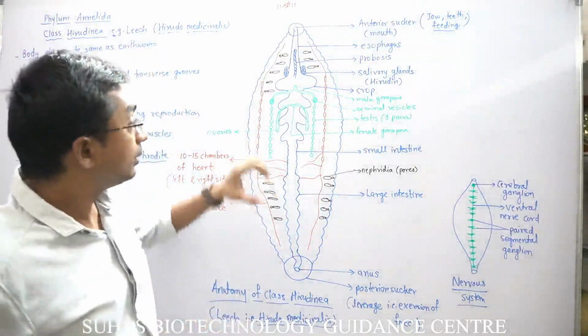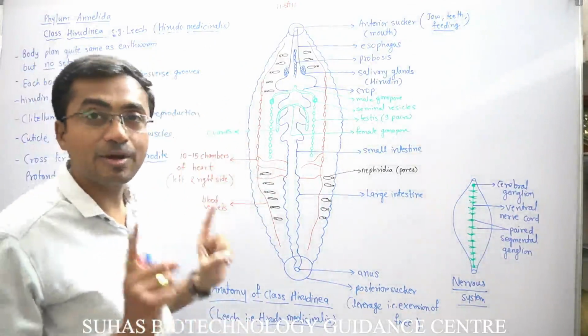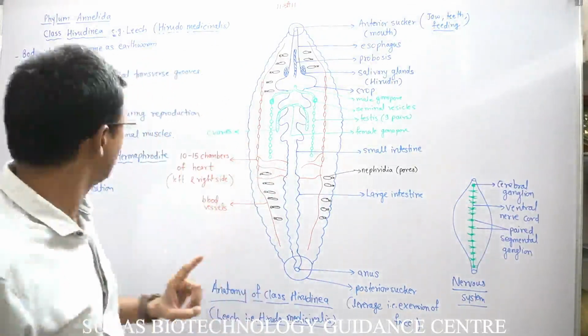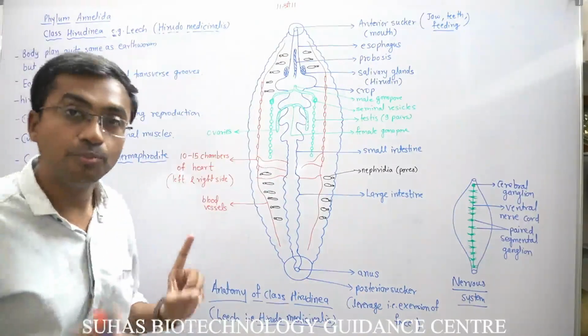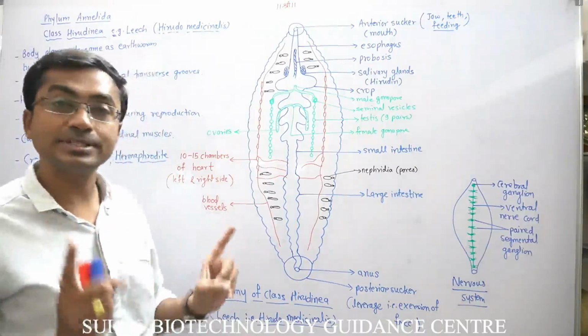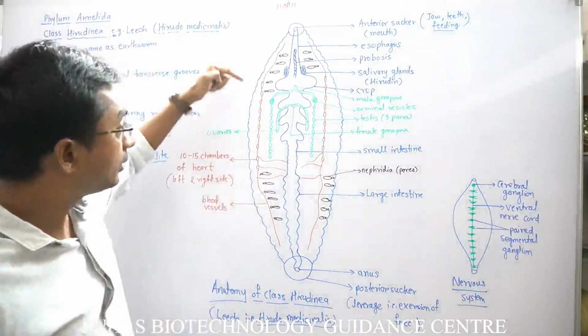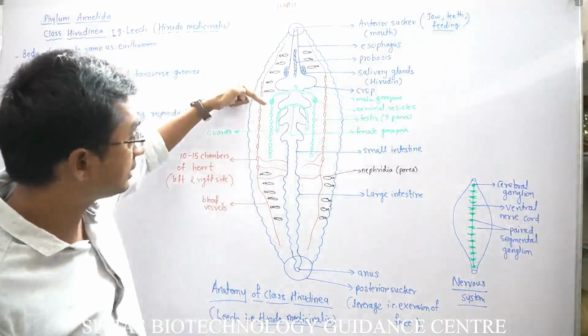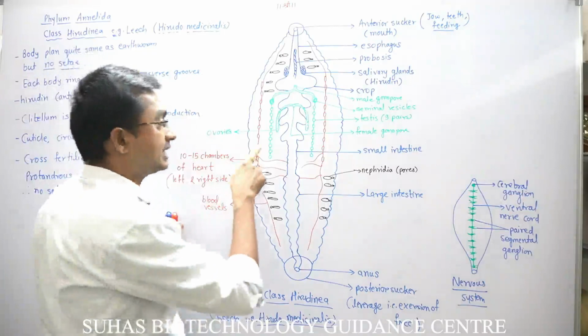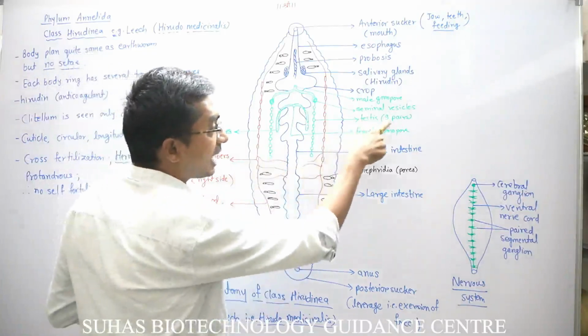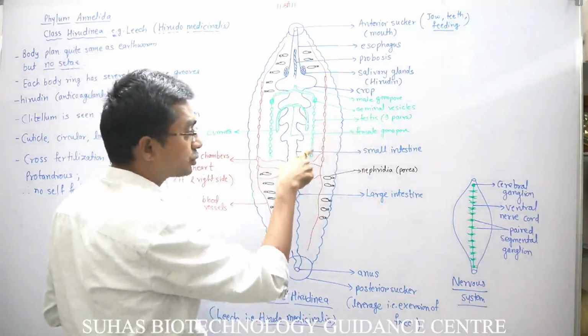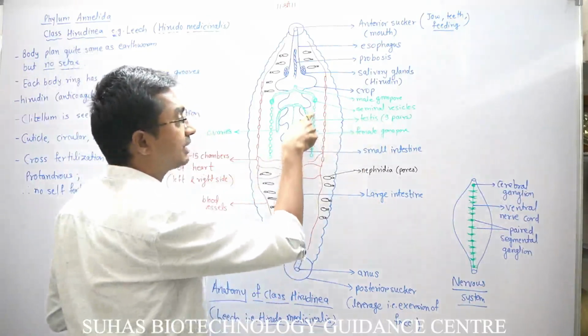Then, leech is hermaphrodite. Hermaphrodite means both male and female, both the sexes are present in the same organism. But you can see this is the male sex organ, and that is called testes, and there are 9 pairs of testes. 1, 2, 3, 4, 5, 6, 7, 8, 9.